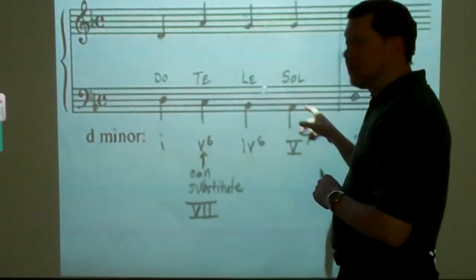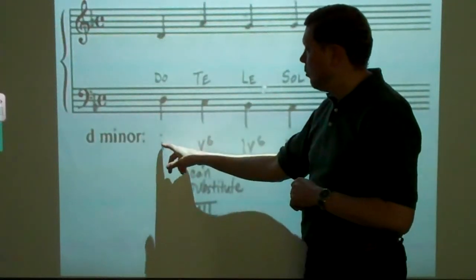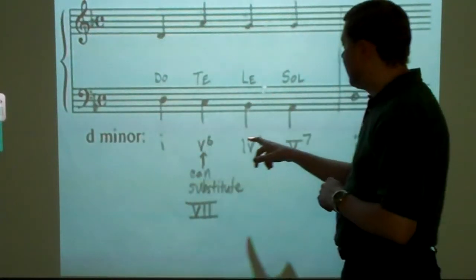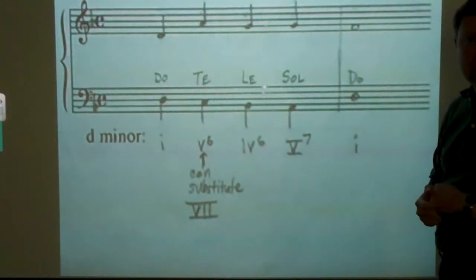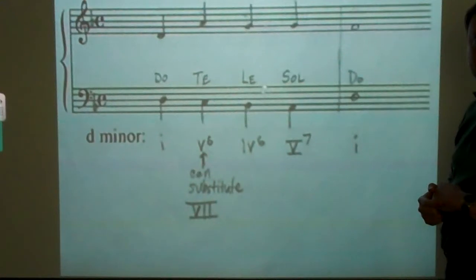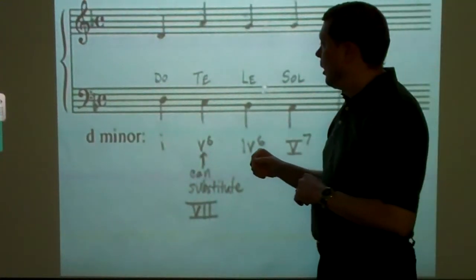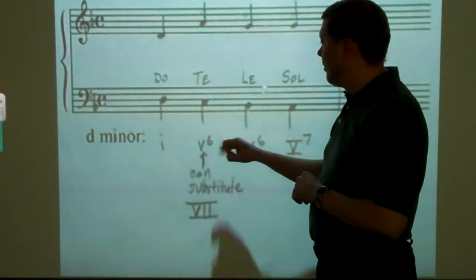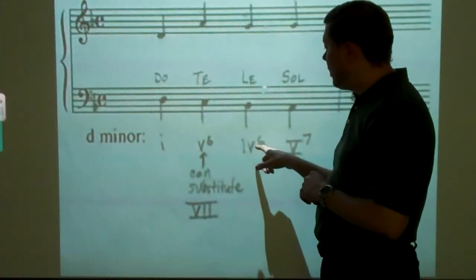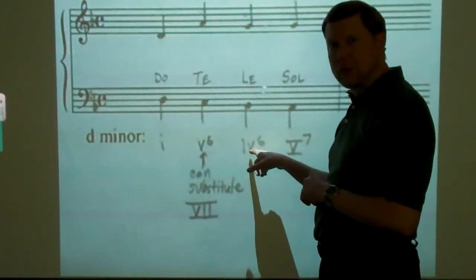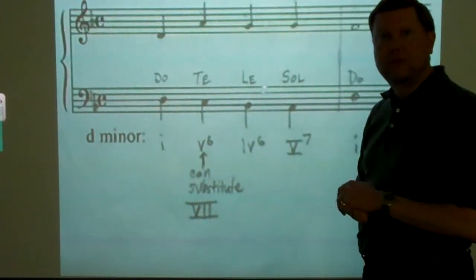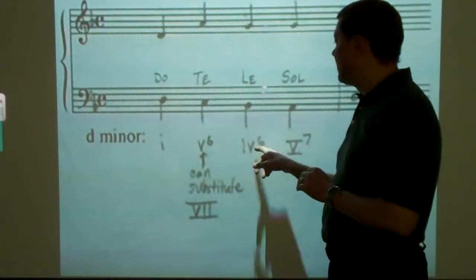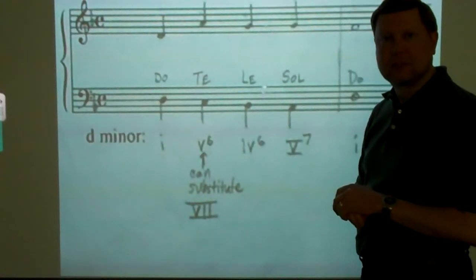So Do, Te, La, Sol is harmonized with 1, minor 5/6, minor 4/6, and then a capital 5 or capital 5/7. Once again, you must remember that the minor 5/6 only goes to the minor 4/6. The minor 5/6 does not progress or move to any other chord except for the minor 4/6.